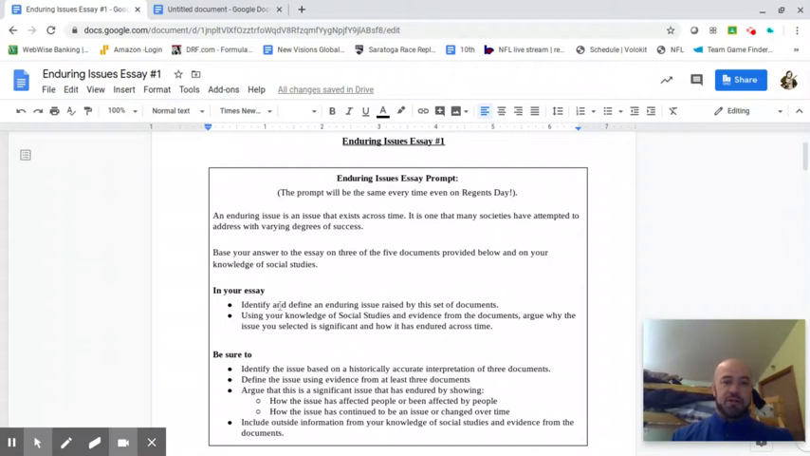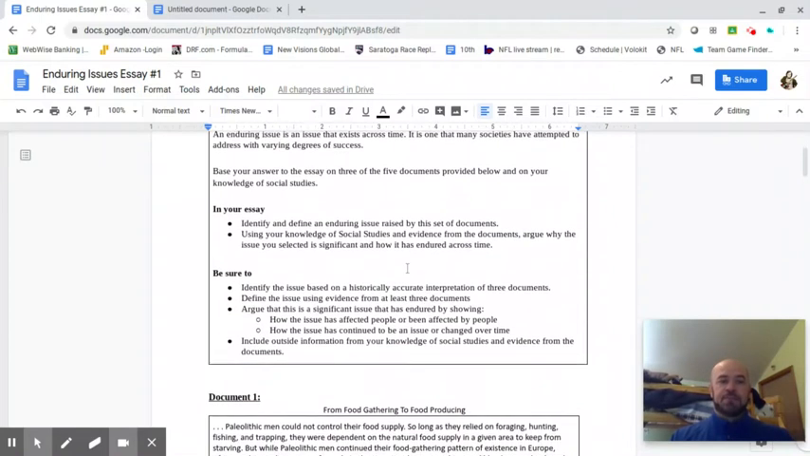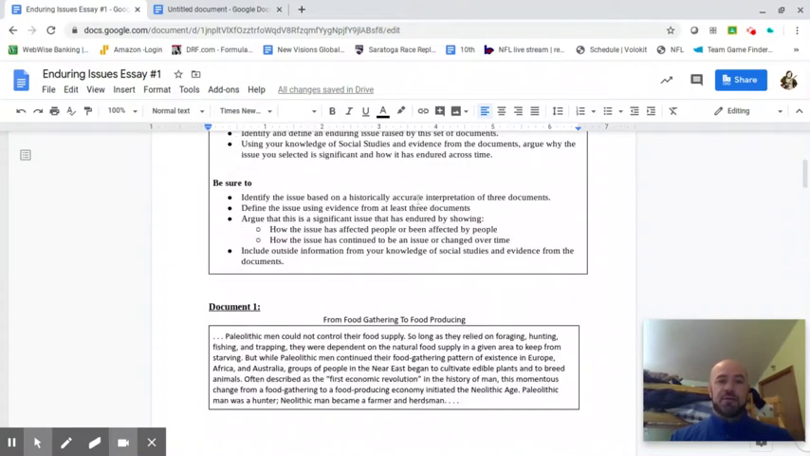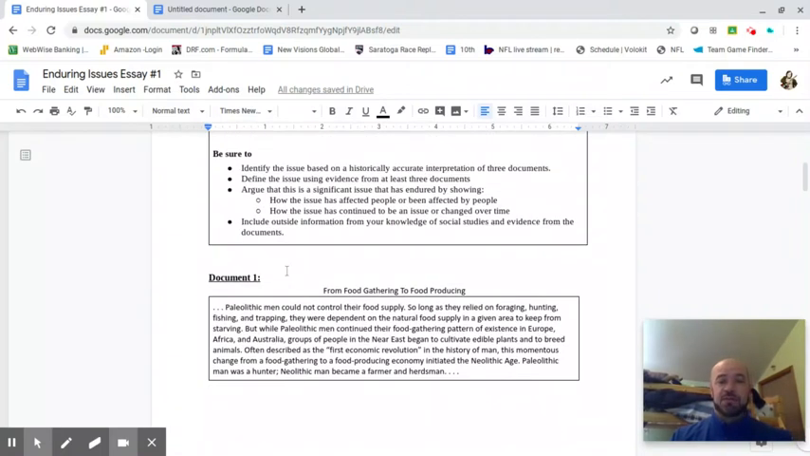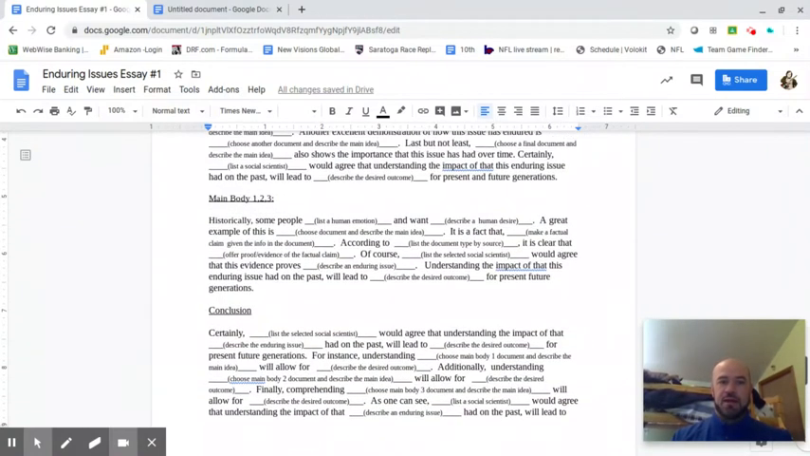So in your essay, you have to identify an enduring issue that is raised by a set of the documents. And remember, a set of the documents means 3 of the 5 documents. And you have to use your knowledge of social studies and the evidence from the documents and argue why that issue is significant over time. Be sure to identify some historically accurate interpretations of the documents and define the issues using, again, 3 documents. So that's that Pandora bracelet idea again, of choosing 3 documents that will tie together with the same common thread. So the Mad Lib is located towards the end.